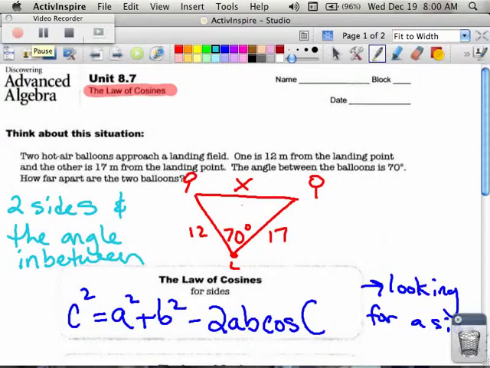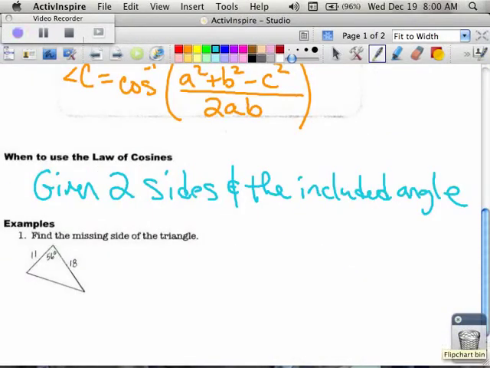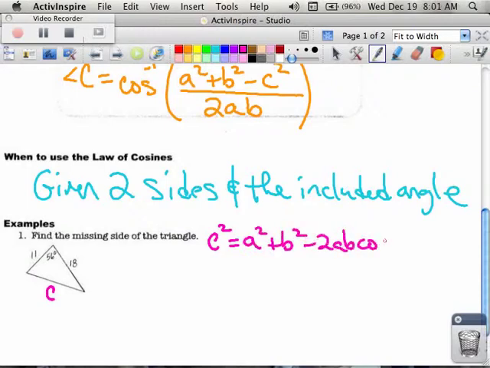In our first example down below, we see two sides, 11 and 18, and then we see the missing side that we're looking for. And since that's the missing side that we're looking for, I'm going to call that side C. So here's my C, because our formula talked about how you find the C squared. So when I start out, I always write the equation first because it helps me remember where to plug things in. So the equation was c squared equals a squared plus b squared minus 2ab cosine of angle C.